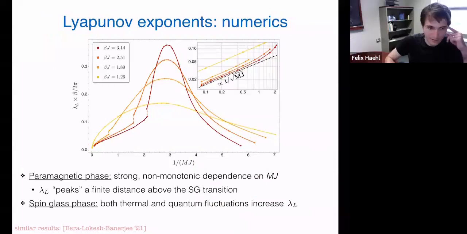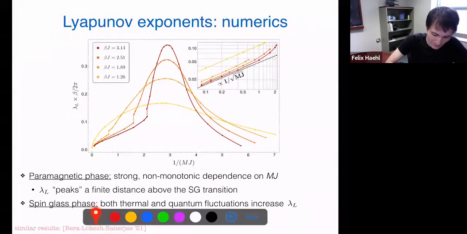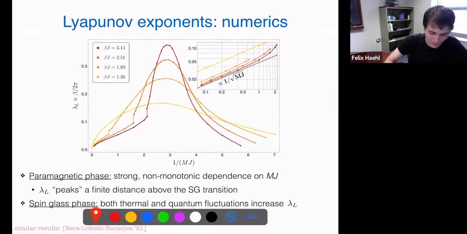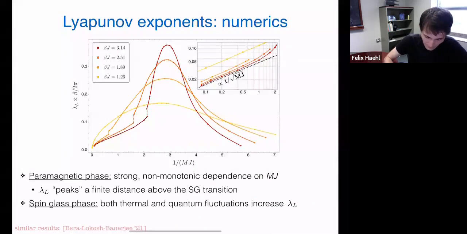Okay, so here is a more complete numerical plot. These are just the values of the Lyapunov exponent that we find, divided by the maximal exponent. On the x-axis, I have this parameter mJ that tells you how strong the quantum fluctuations are, and the different lines correspond to different temperatures, betaJ. Yeah, so there's a lot happening in this plot. Let me try to explain a little bit.